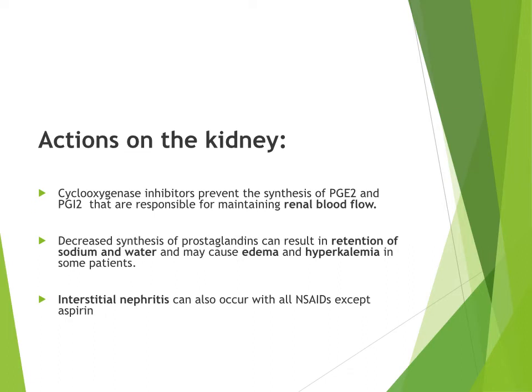Non-steroidal anti-inflammatory drugs also have some actions on the kidneys. As you remember, we said cyclooxygenase 1 can induce the production of prostaglandin E2 and prostacyclin, which is prostaglandin I2. These are responsible for maintaining renal blood flow. So in some people, when we inhibit cyclooxygenase 1, inhibiting the production of these prostaglandins, they have interstitial nephritis, or sometimes they have kidney injury because of reduction of renal blood flow. Additionally, the effect of prostaglandin inhibition can result in retention of sodium and water, which may lead to edema and hyperkalemia in some patients.